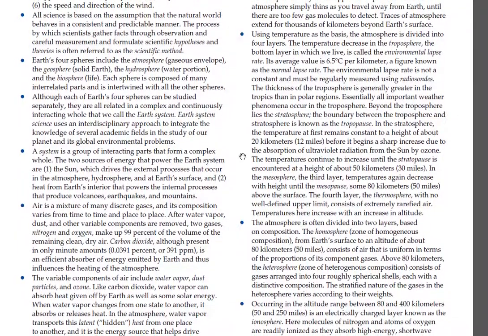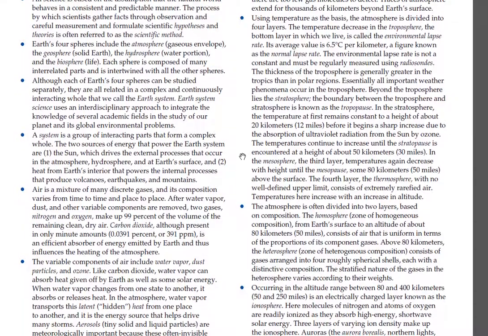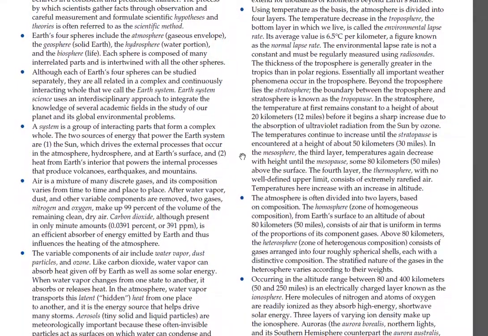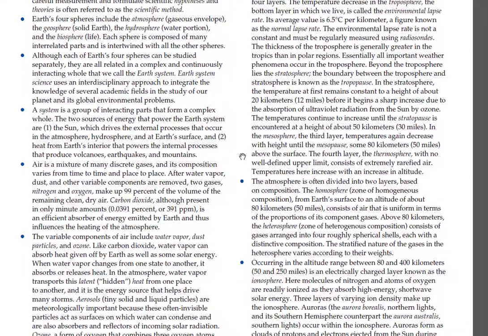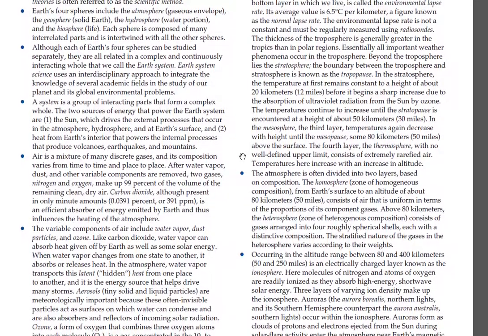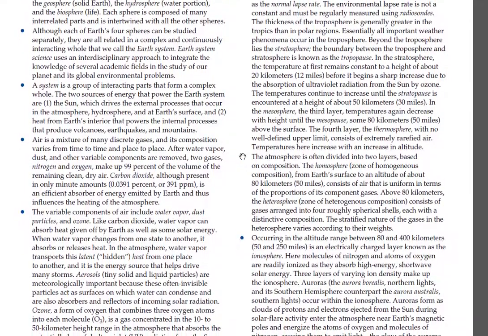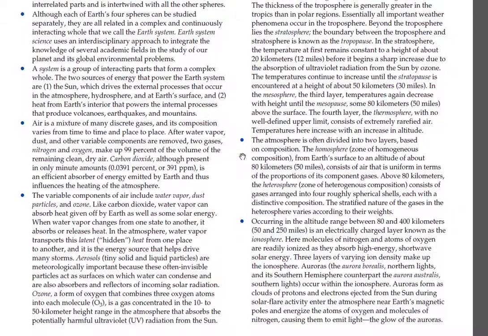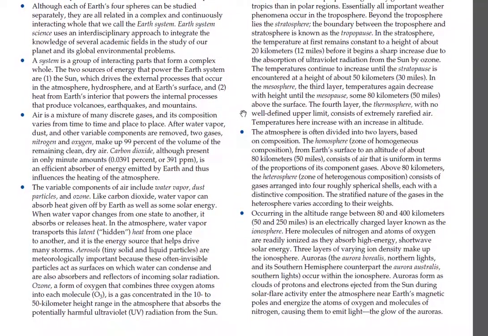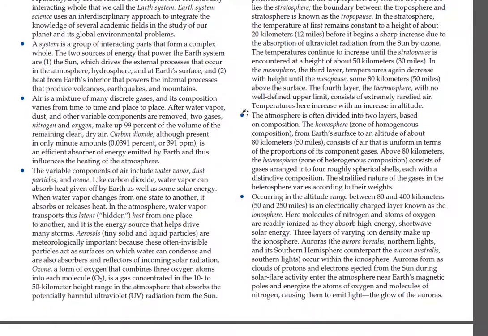In the stratosphere, the temperature at first remains constant to a height of about 20 kilometers, 12 miles, before it begins a sharp increase due to the absorption of ultraviolet radiation from the sun by ozone. The temperatures continue to increase until the stratopause is encountered at a height of about 50 kilometers, 30 miles. In the mesosphere, the third layer, temperatures again decrease with height until the mesopause, some 80 kilometers, 50 miles, above the surface. The fourth layer, the thermosphere, with no well-defined upper limit, consists of extremely rarefied air. Temperatures here increase with an increase in altitude.